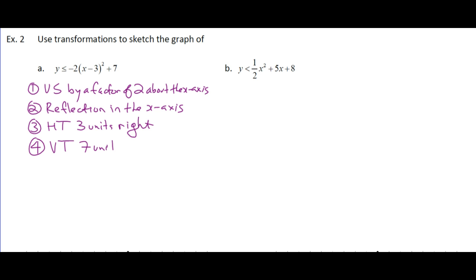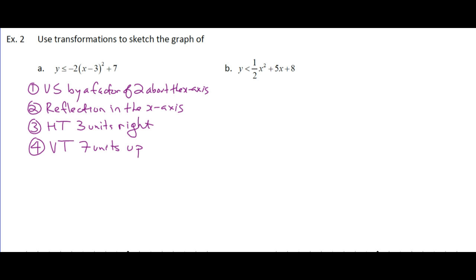7 units up. So translations need 2 things, right? Well, 3 things, I guess. I mean, which kind of translation? Is it horizontal or vertical? And then we need to know how many units which way. So you can't just say horizontal translation 3 units. Or you can't just say horizontal translation to the right. Okay, you have to say it's a horizontal translation 3 units to the right.